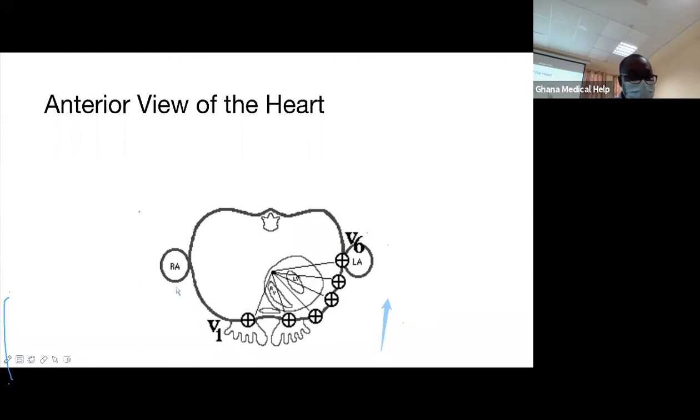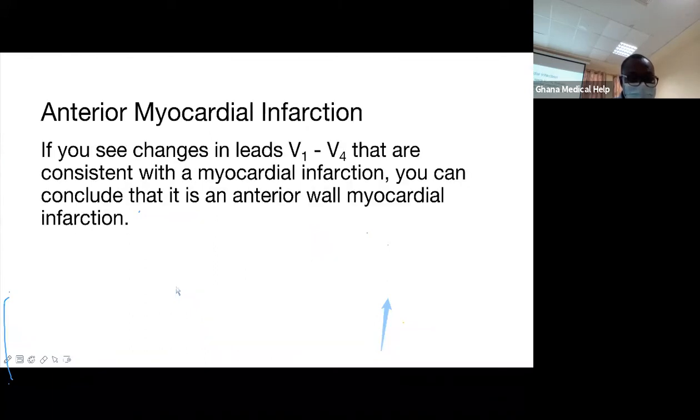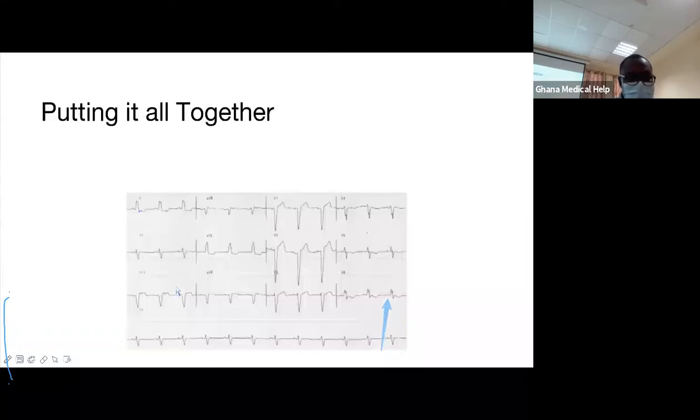So what leads look at the anterior view of the heart? From V1 up to V4. Typically V5 and V6 we push to the lateral aspects because they are more lateral. So if you find any of those changes in V1 to V4, then you are confident to say that this is a myocardial infarction of the anterior part of the heart, i.e. an anterior myocardial infarction. So let's put all of this together.